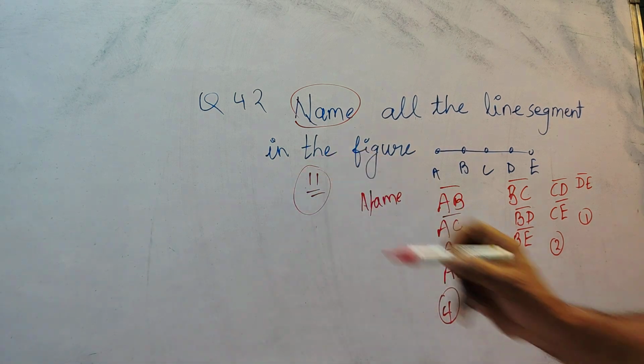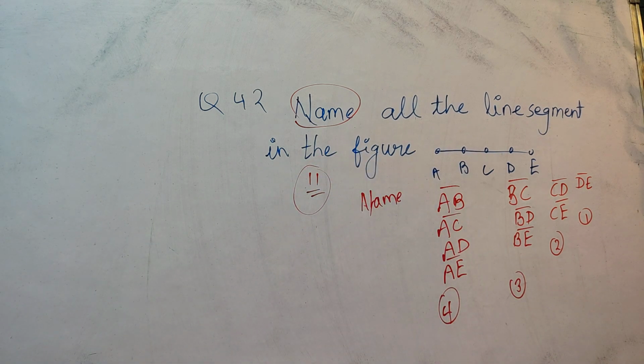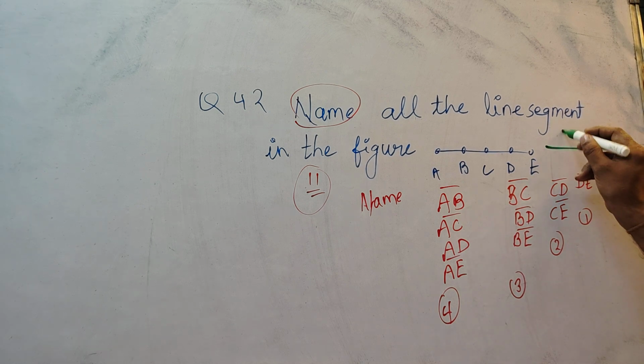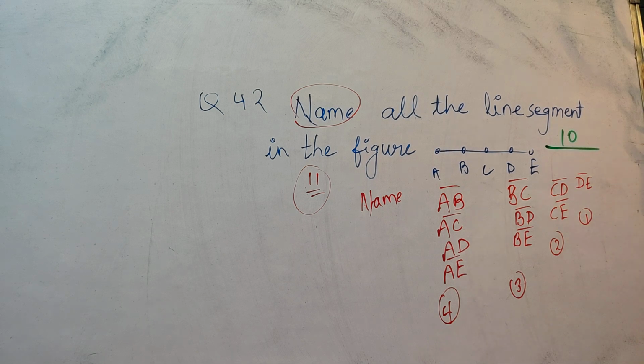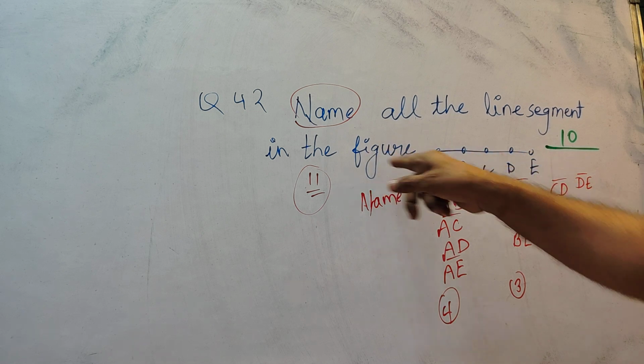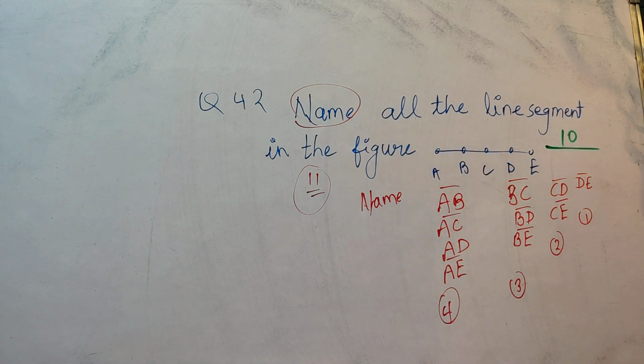Why are you telling 11? Oh wait, I calculated wrong. Yes, you are correct, but by a nearby estimate you can say 11 is wrong, it is 10. Okay, only an addition problem is there. So name all the line segments in the figure, and the number is 10. So in this way we have done question 42.